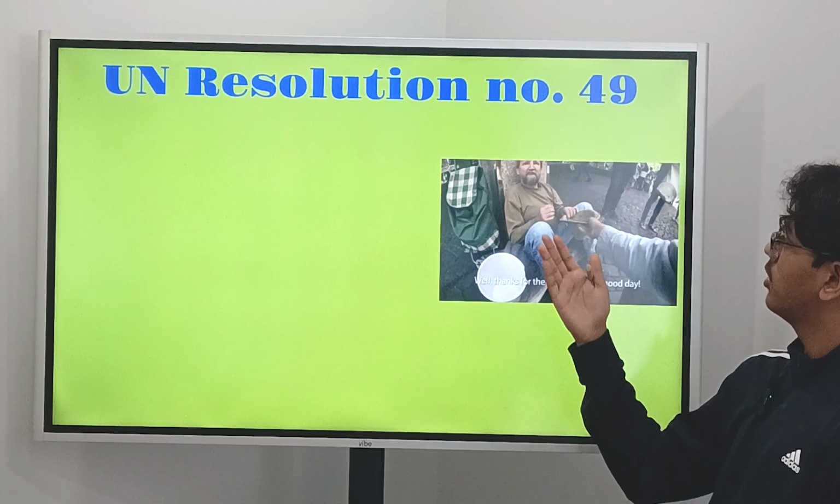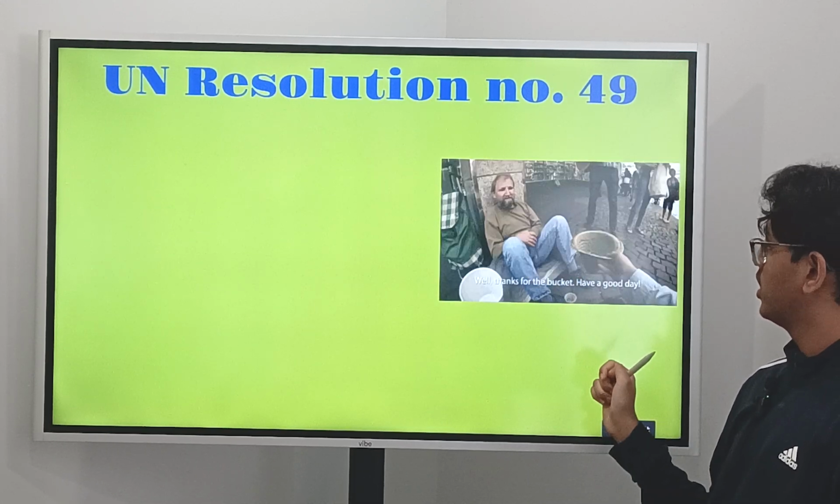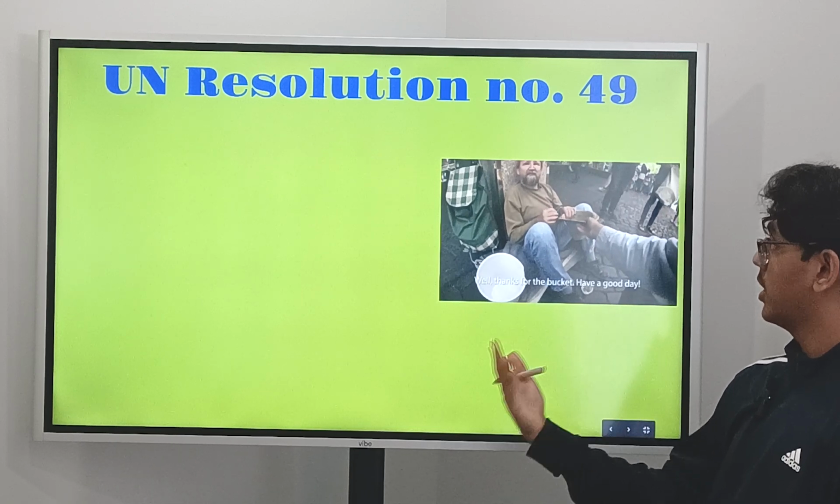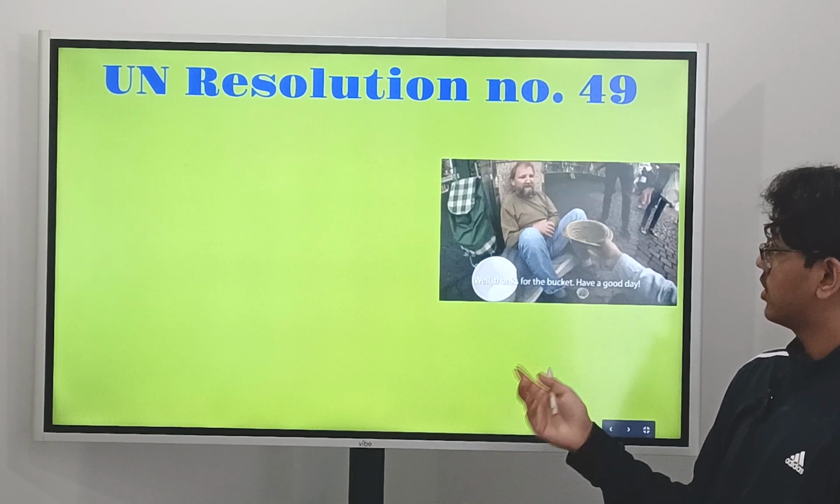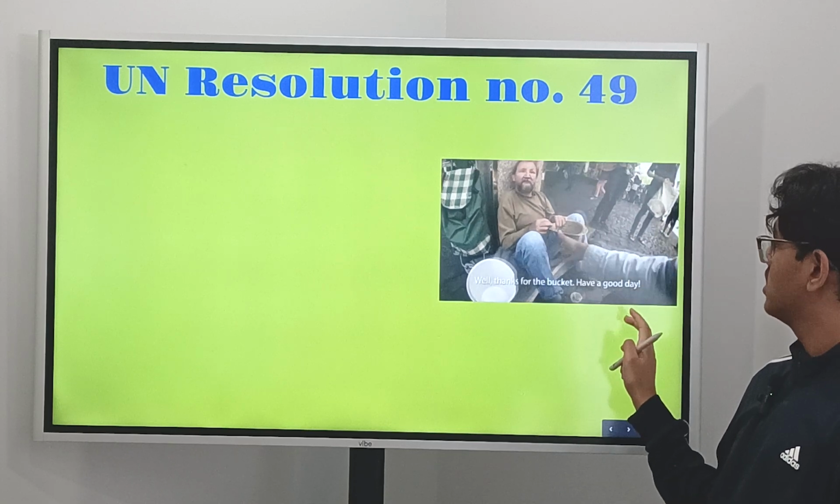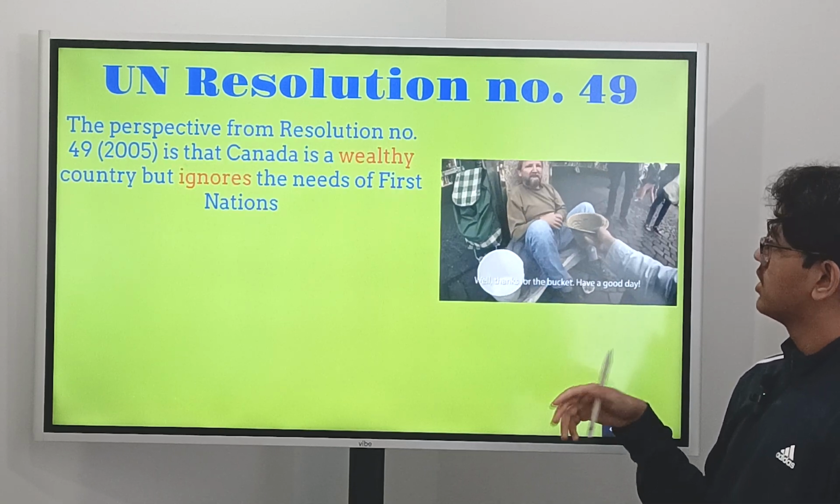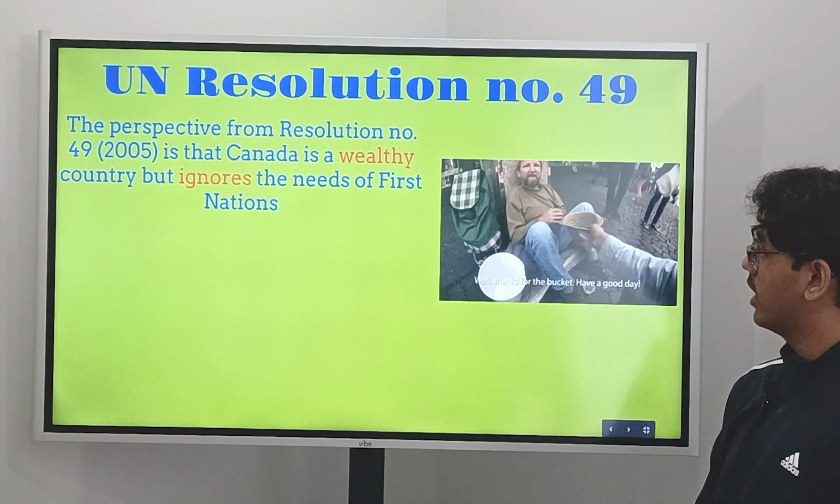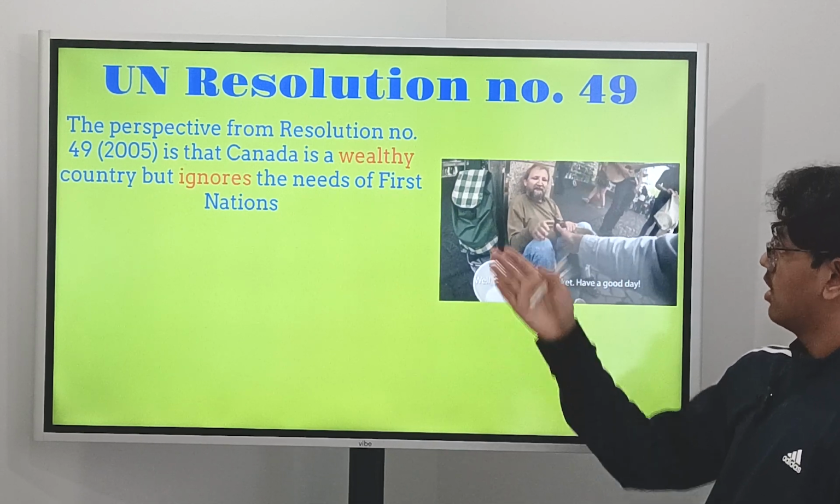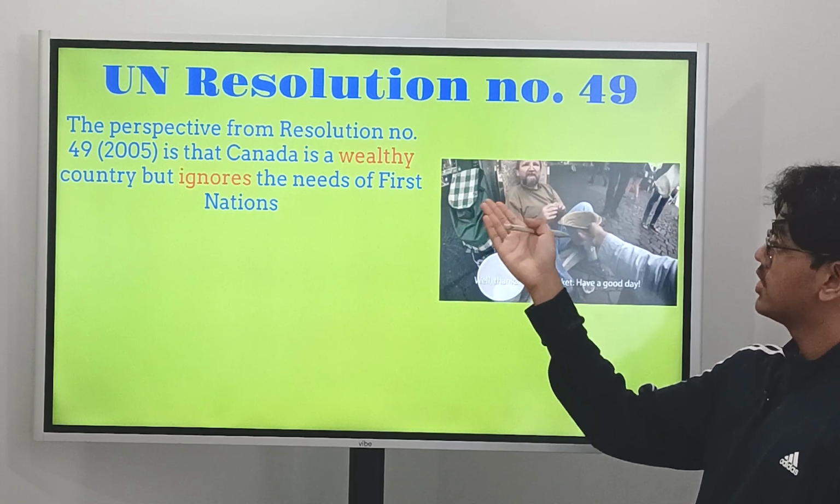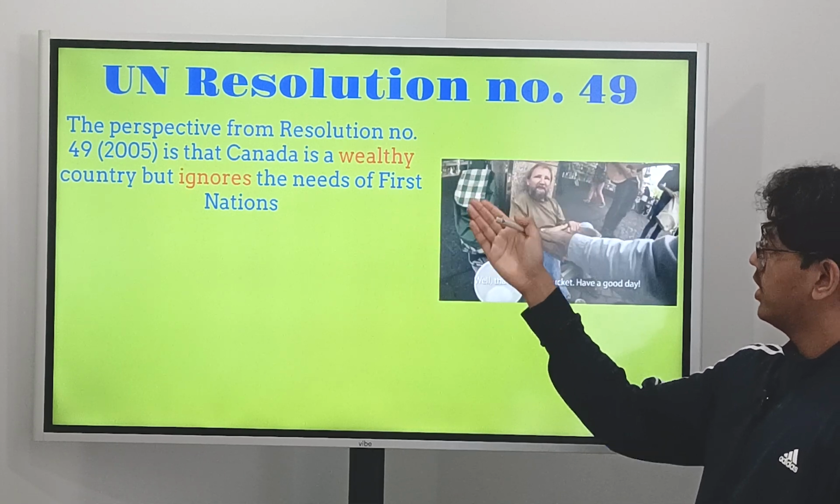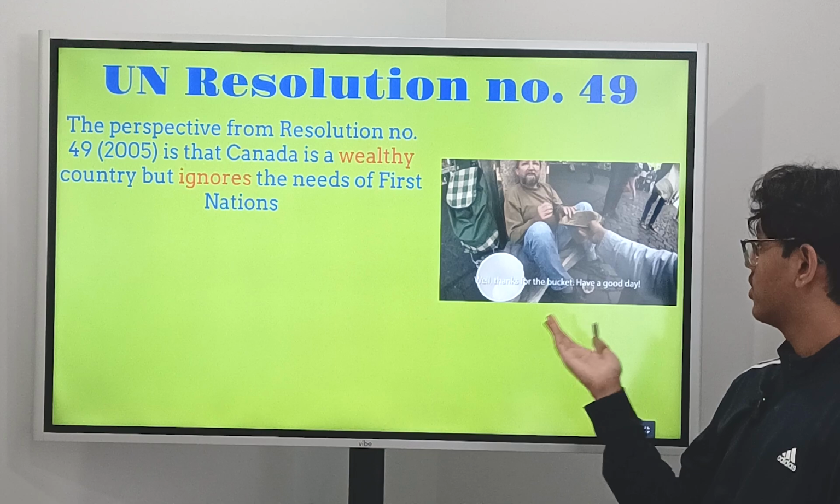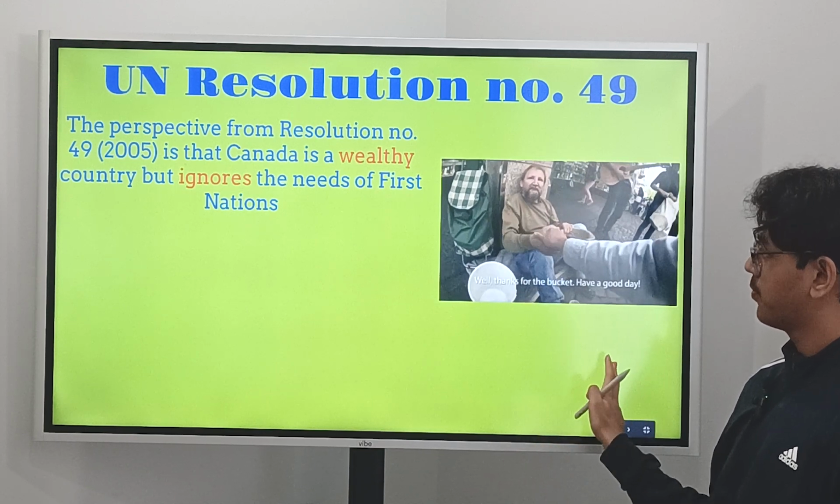So this was when the UN Resolution number 49, this is when the UN took place and started talking to Canada about their immigration regarding the Indigenous people. So this perspective of the resolution 49, which happened in 2005, is that the UN said that Canada is a wealthy country, but they ignored the needs of the First Nation people, which were the first people that were inside of Canada.